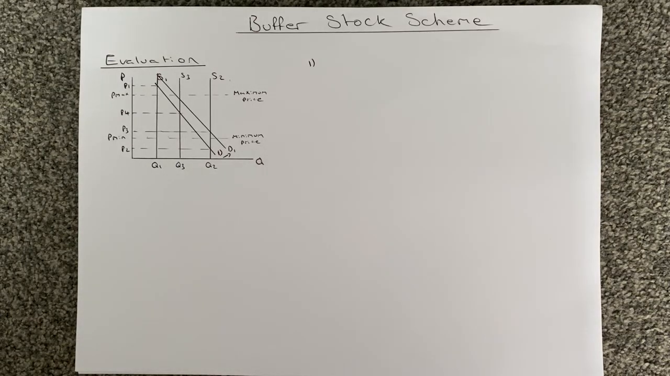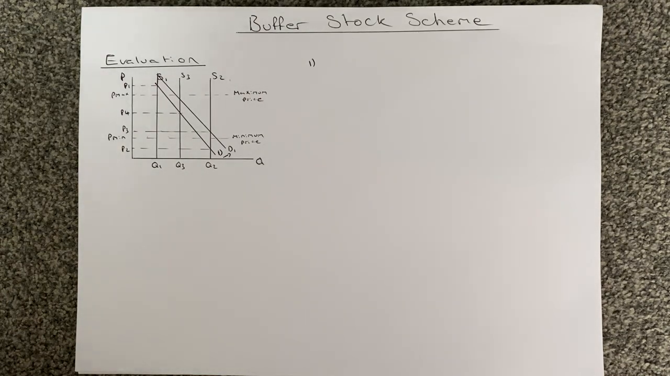Hello. So in this video, we're going to have a look at buffer stock schemes. And in particular, we're going to evaluate buffer stock schemes, looking at how effective they are and any limitations associated with them. So just to recap, a buffer stock scheme is used to correct the market failure, in particular, the market failure of price instability, otherwise known as volatile prices.